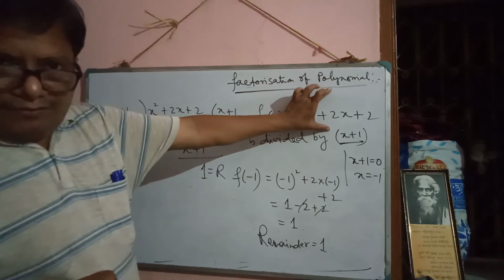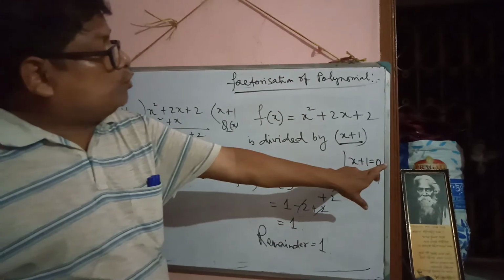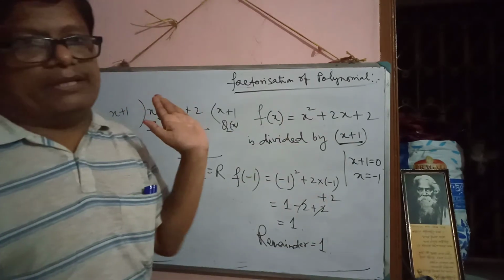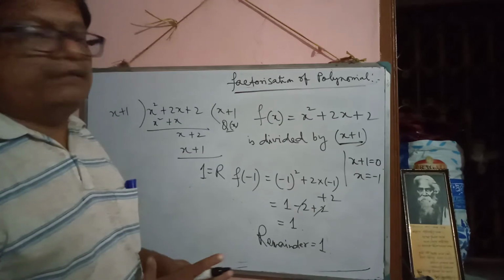Suppose this is given, divided by x plus 1. Then you put x plus 1 equal to 0, then x equals minus 1. Put the value here, so whatever you get, this is the remainder. This is the general process.